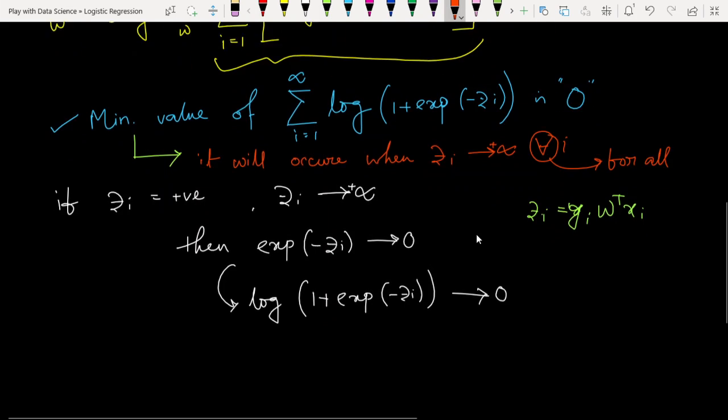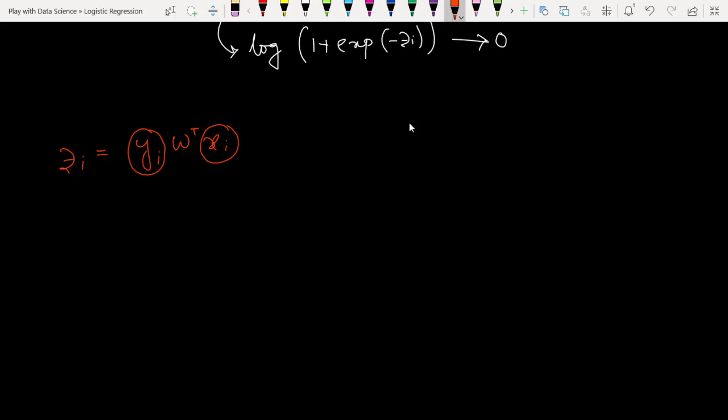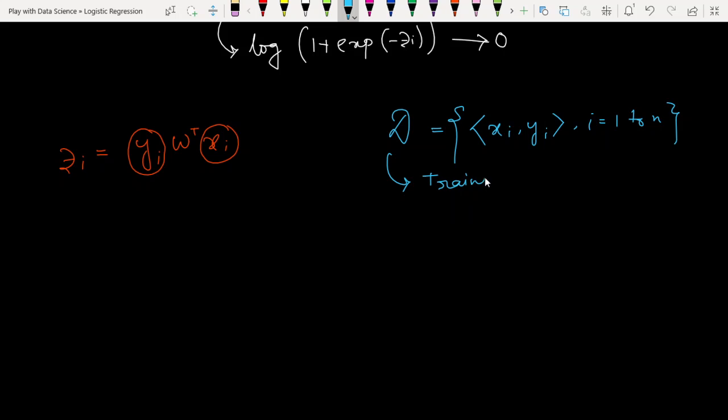Now rewrite this equation. Our zi is yi w transpose xi, and we already know xi and yi. This is our training data set, which contains xi, yi, with i from 1 to n. And this is our zi.